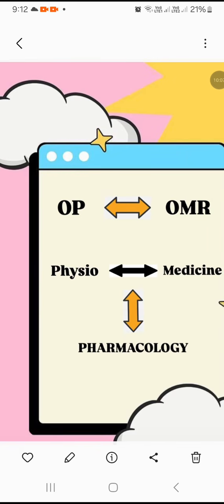Then you can combine oral pathology and OMR together, because most of the lesions are overlapping. If you have the Berkey textbook for oral medicine and radiology, there are small blue boxes given in it. So go through all those blue boxes, very important.